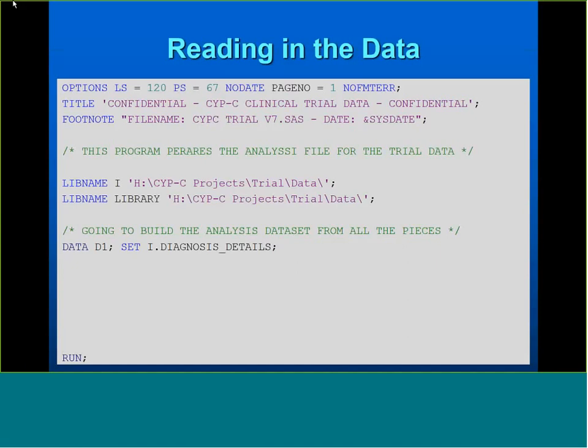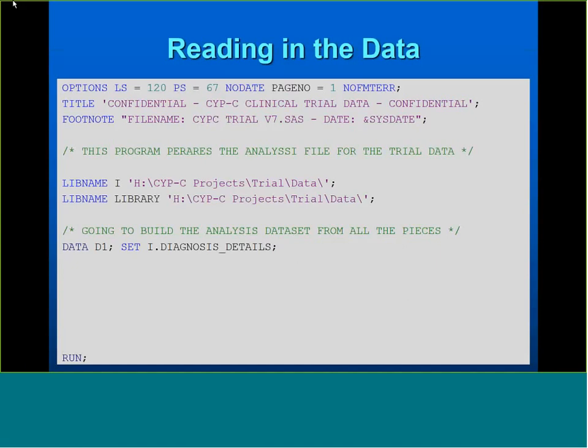And here you start a data procedure always just by saying data. So here I'm saying data D1. So I'm actually creating a data set called D1, and I'm setting inside that data set a data set called I.diagnosisDetails. The I dot refers to the lib name above, and so when I say set I dot, it starts to look wherever the lib name I points to. So it's looking in HCYPC projects trial data. It's looking in that folder for a file name called diagnosis_details.